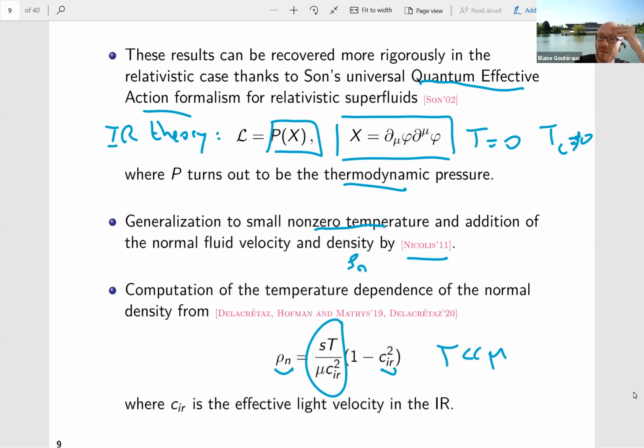And close to Tc, there's another effective description, which is the Landau-Ginzburg free energy, which is valid for temperatures close to Tc. So you can think of these two descriptions as describing two different regimes.